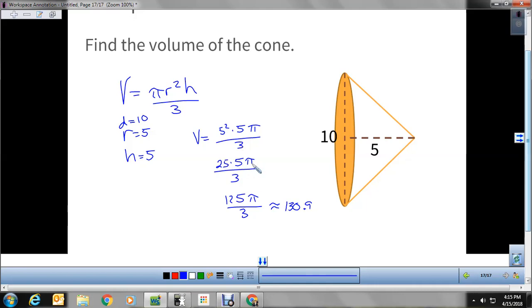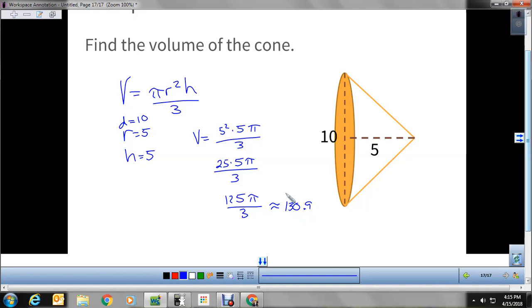That's 25 times 5 pi. That's going to give us 125 pi divided by 3. Leave it in this form here because if you don't, you'll get a repeating decimal. And this gives us approximately 130.9 as our answer rounded to the nearest tenth. So this is in terms of pi. This is to the nearest tenth.